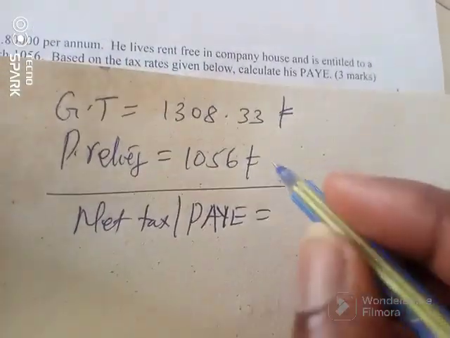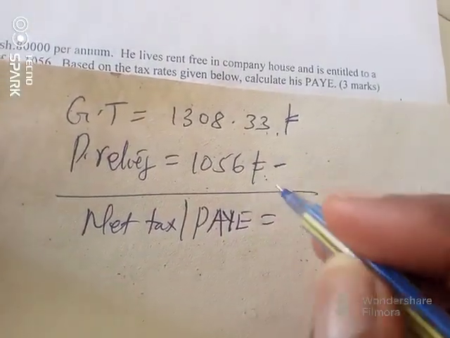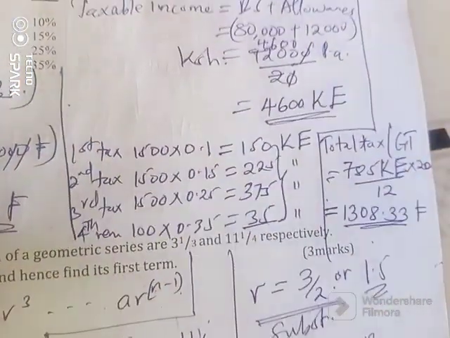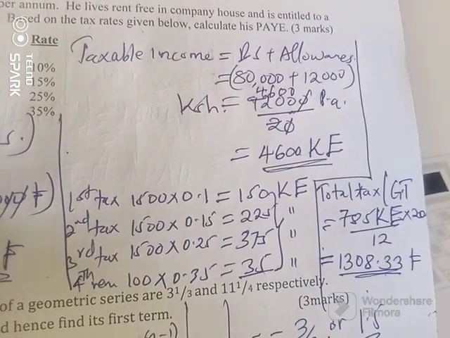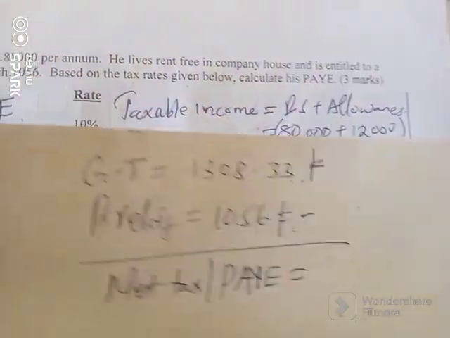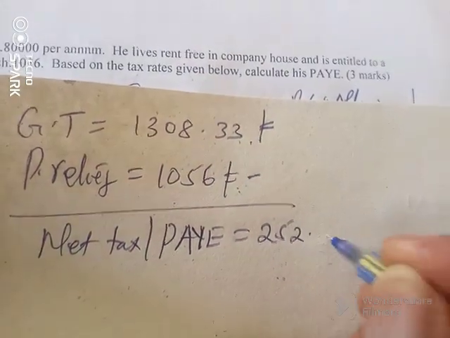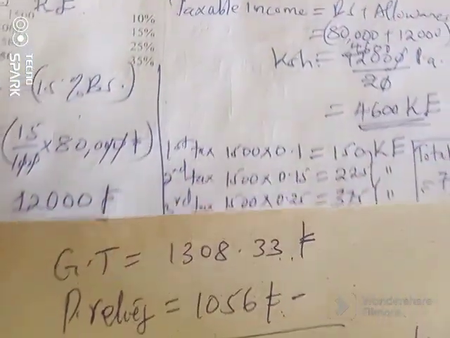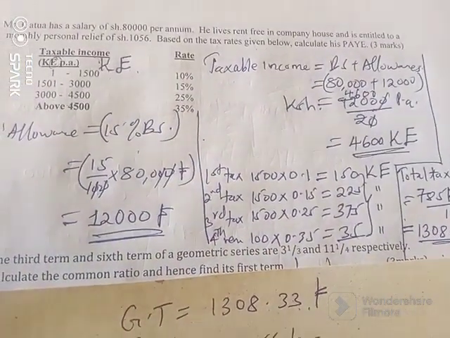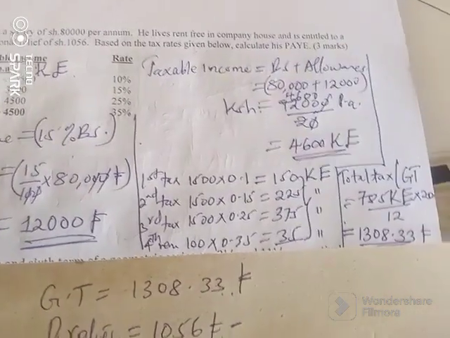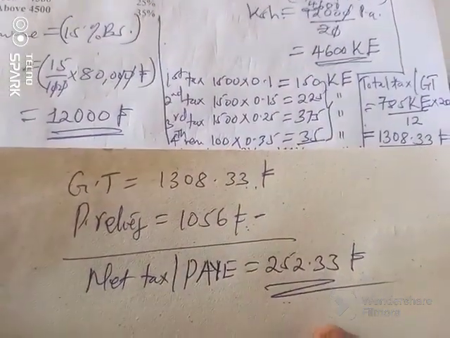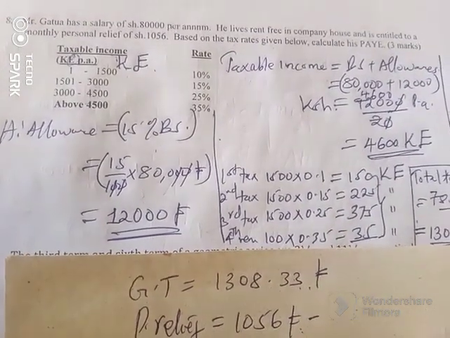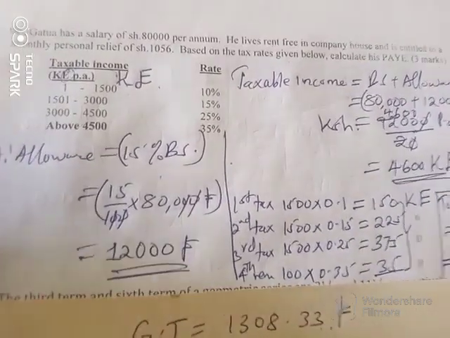So we minus this from this, then we shall be able to get 252.33. So this is the tax that Mr. Gatua shall be able to pay at the end of it all. So thank you, guys. Income tax is not very difficult, very easy to understand. You just need to follow the key points.